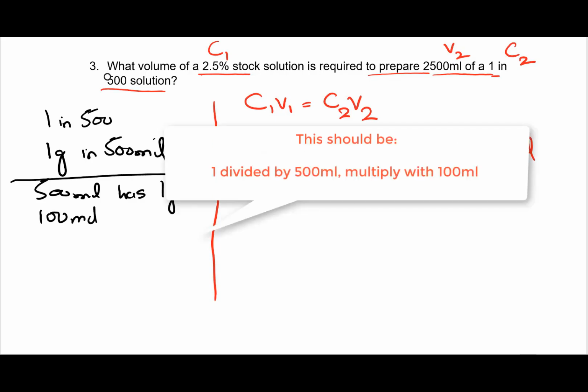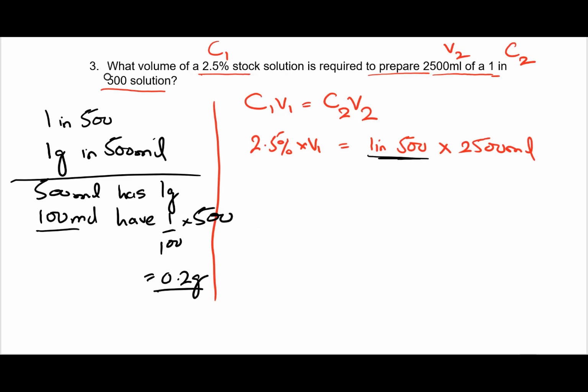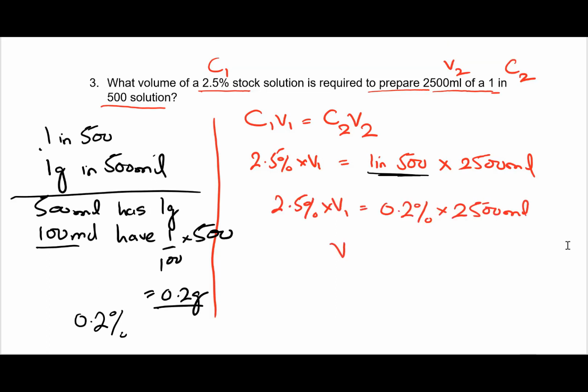100 mils will have 1 divided by 100 times 500. And that's 0.2 grams. So 0.2 grams is present in 100 mils, so that means the concentration is 0.2%. So 1 in 500 is equal to 0.2%. So I will plug this in the equation and everything will become clear. So that's equal to 200 milliliters, and that's the answer.